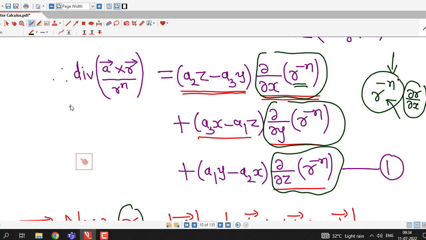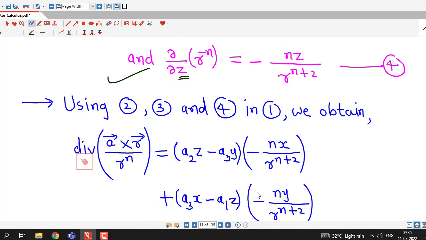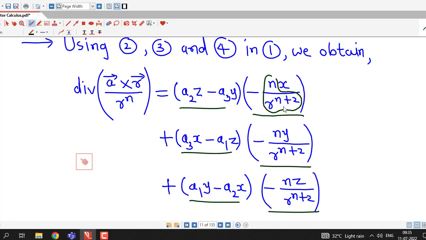We are interested in the divergence of this vector. So now we have obtained these values, so we substitute here, and we keep all these brackets as they are. So using equations 2, 3 and 4 in 1, we will obtain this expression. These brackets are as they are, and we have written the partial derivatives of r raised to minus n with respect to x, with respect to y and with respect to z. Now in all these quantities, you can see this quantity is common in each term, negative of n divided by r raised to n plus 2.